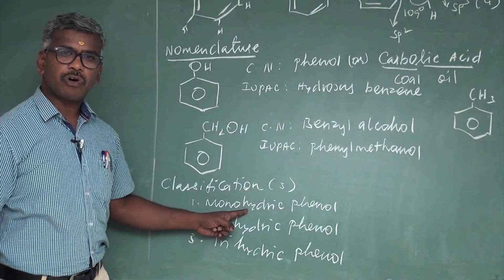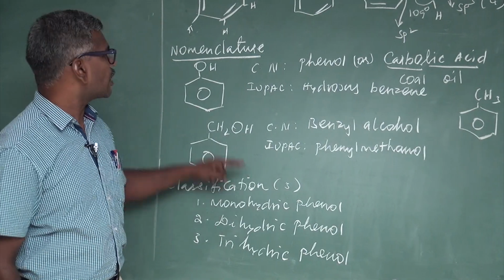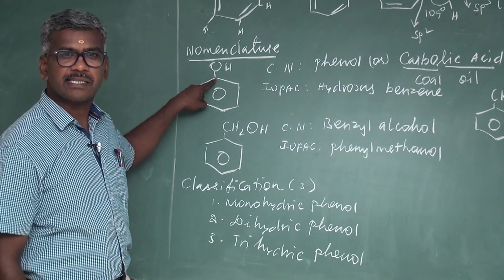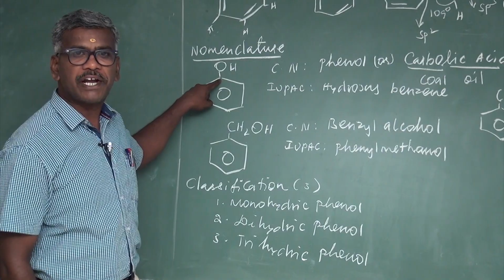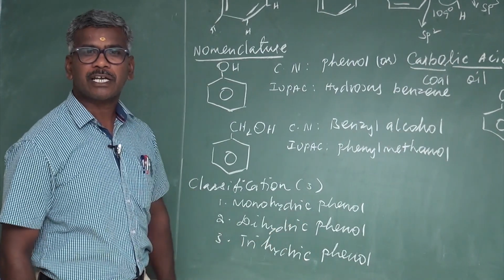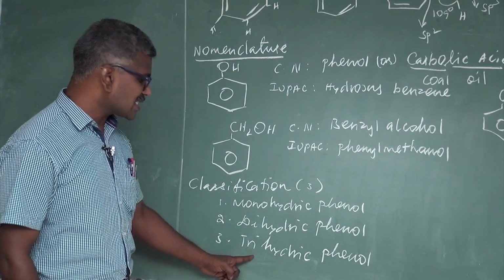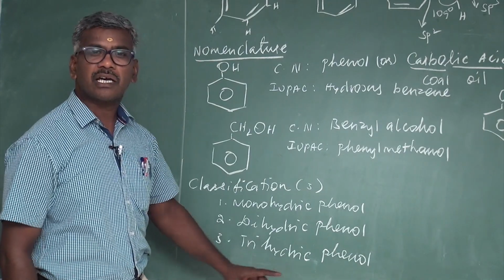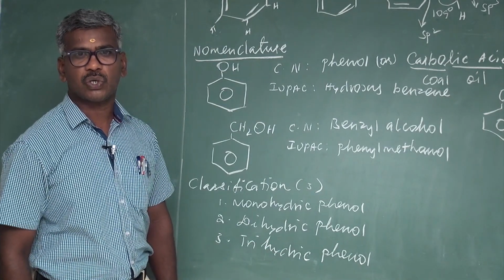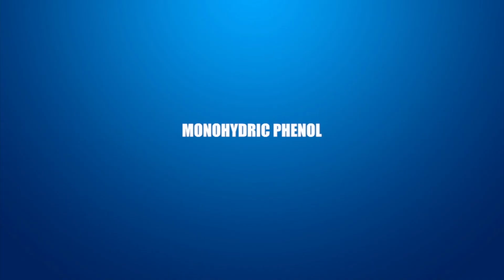What is the definition of monohydric phenol? Only one OH group attached to the benzene nucleus. This is called monohydric phenol. What is the meaning of dihydric phenol? Two OH groups attached to the benzene nucleus. This is called dihydric phenol. What is the meaning of trihydric phenol? There are three OH groups attached to the benzene nucleus. This is called trihydric phenol.